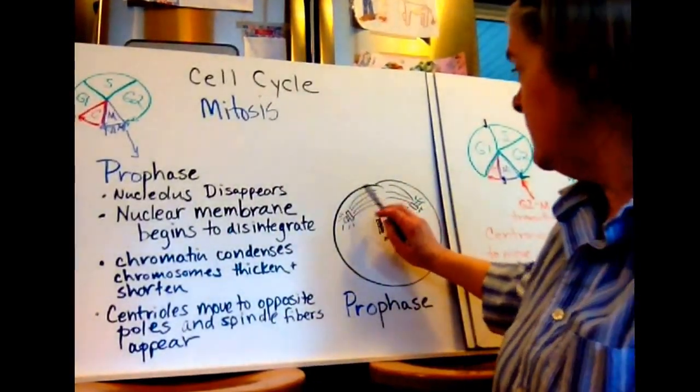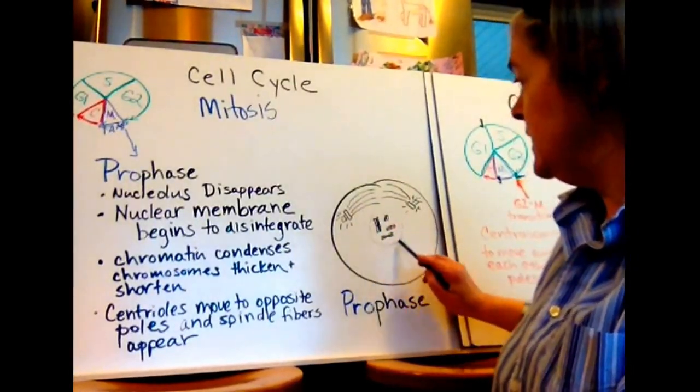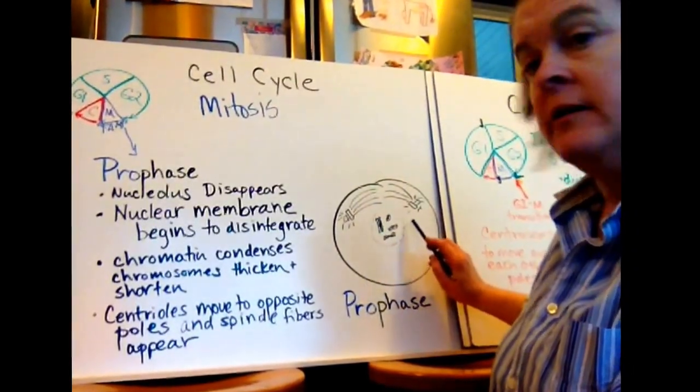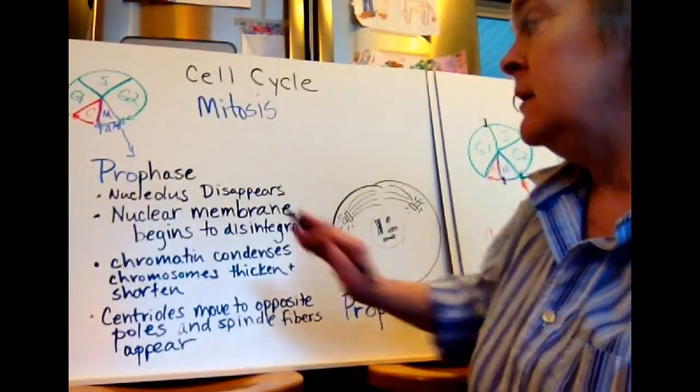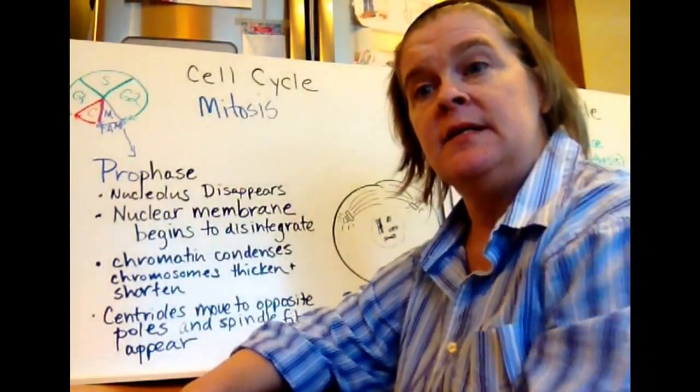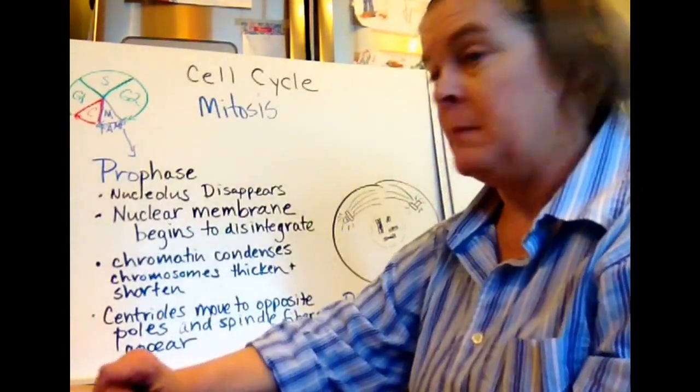They're starting to appear, and here you see the nuclear membrane beginning to disintegrate. That is prophase. Prophase is the longest portion of mitosis.